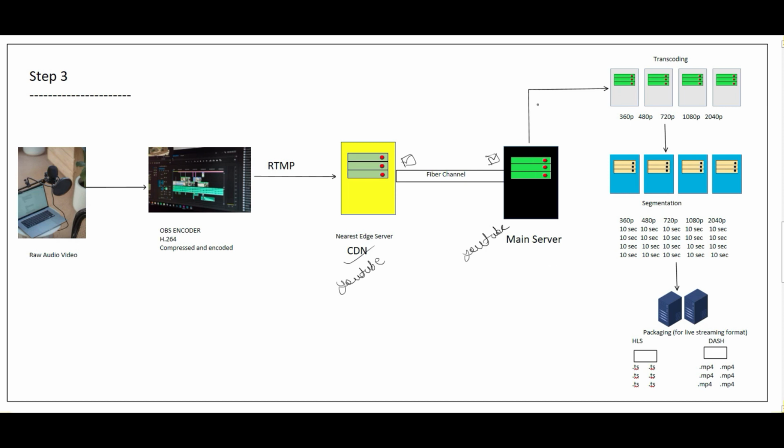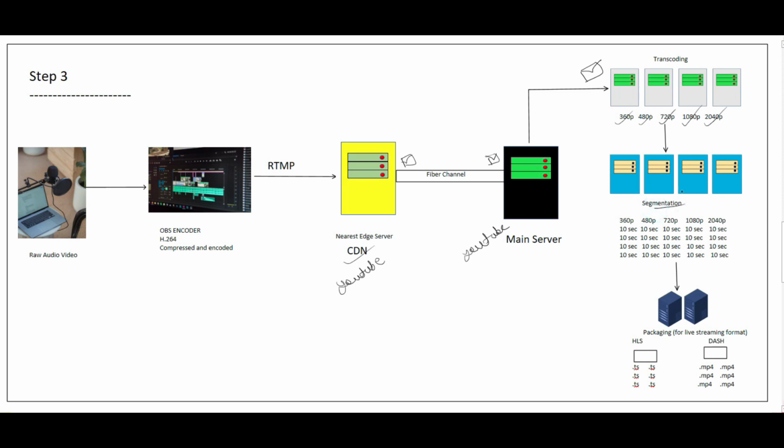First, it will do the transcoding. Transcoding is a compute intensive operation, which means many servers are involved in it. What happens in transcoding? Basically, the video received from the OBS encoder will be transcoded into different formats like 360, 480, 720, 1080, 2040, so different versions of that particular video will be created. And after the transcoding, it will be transferred for segmentation.